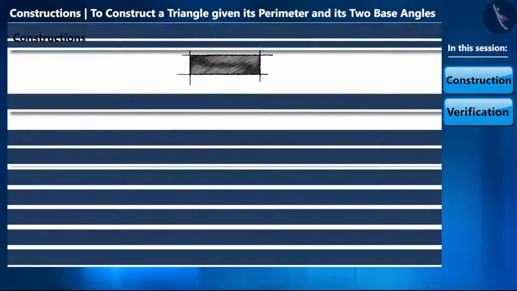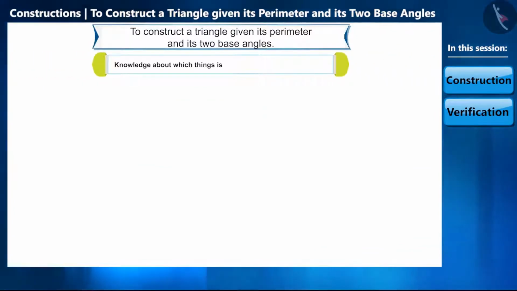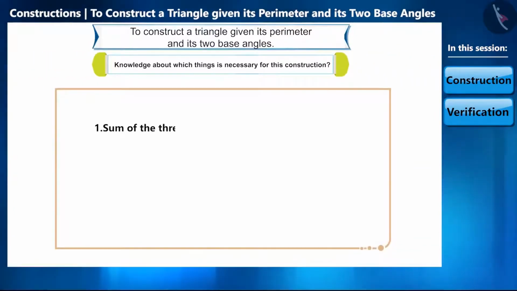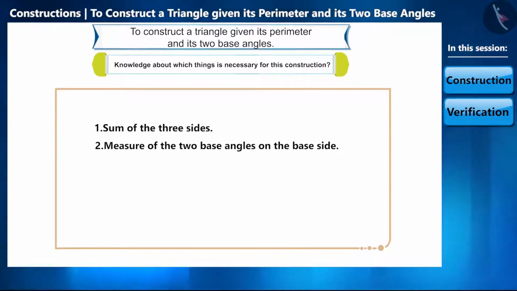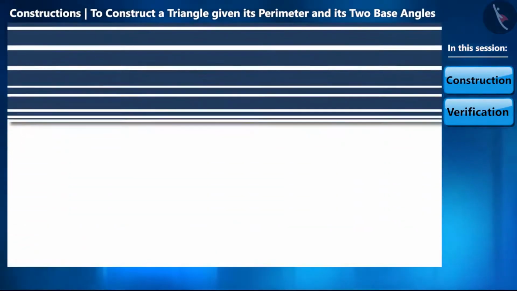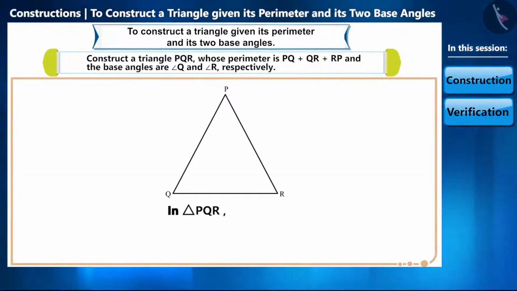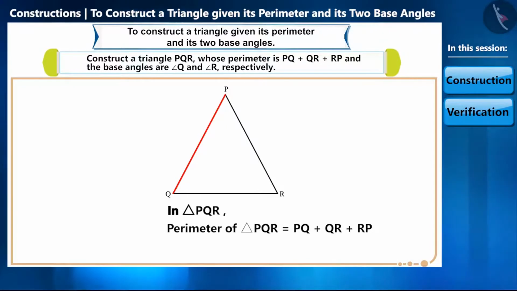So let's understand this construction. First of all, let's see what information is necessary for this construction. 1. The sum of all three sides, and 2. Measure of the two base angles on the base side are needed. Now let's learn to construct. For example, let's assume we have to construct a triangle PQR whose perimeter is PQ plus QR plus RP, and the base angles are angle Q and angle R respectively. Steps for the construction of such a triangle are as follows.